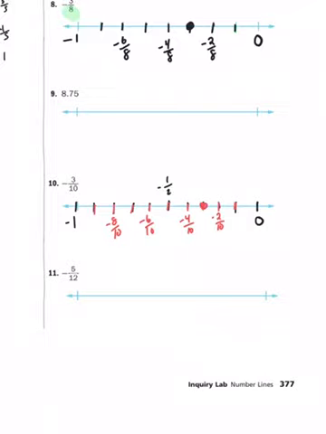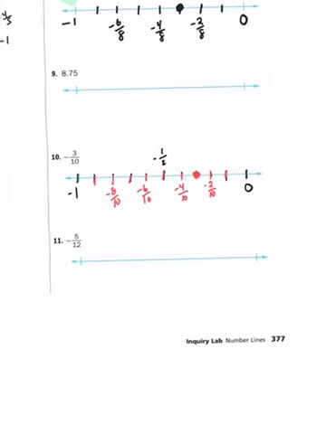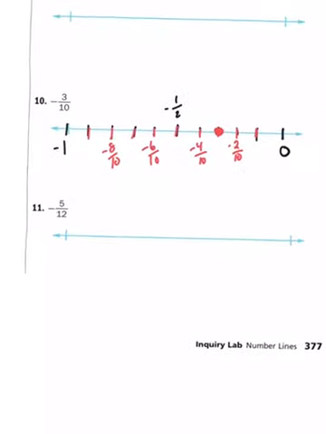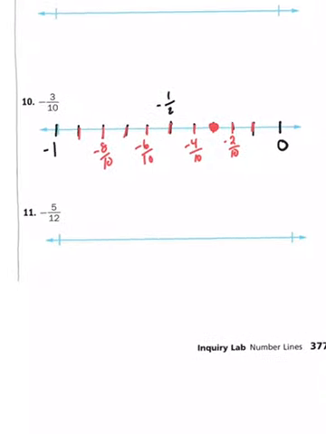Okay. So, are you ready to try one? I want you to try number 11. So we have to graph negative 5/12. My hint to you would be start, since it's negative, with your 0 here and your negative 1 here, and split it into 12 sections. All right, pause the video. Go.